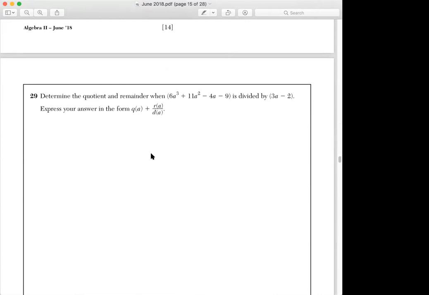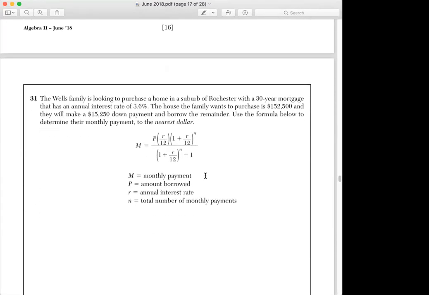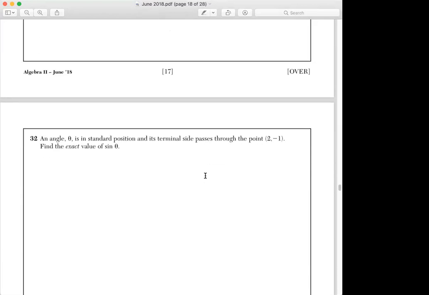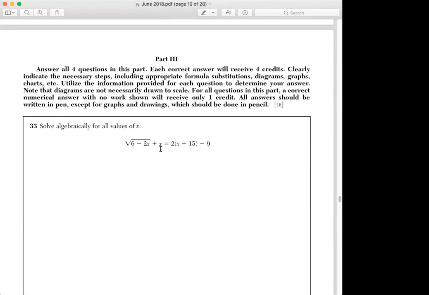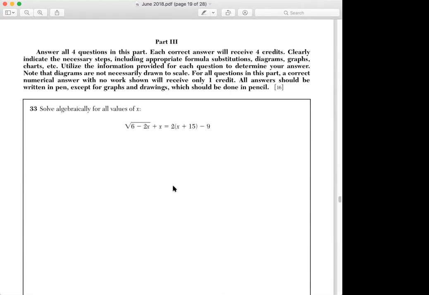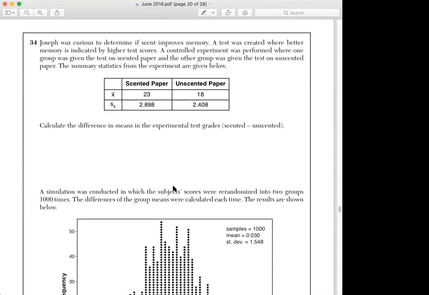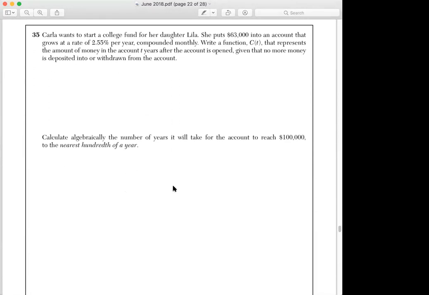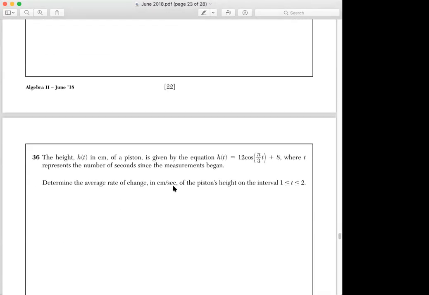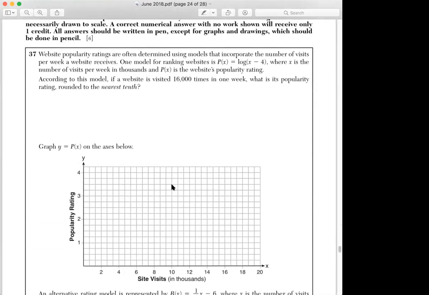29, polynomial long division. 30, no. 31, no, we didn't explicitly do it. 32, no. 33, yes. Just move the x to the other side, distribute, then square both sides, and then check your answers for extraneous roots. 34, no. And 35 and 36, no. And this one you can graph using a calculator.